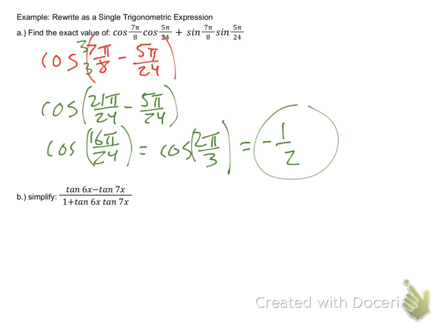Last example, last problem. Tangent of 6x minus tangent of 7x divided by 1 plus tangent of 6x times tangent of 7x. Notice this has got x's in it. It's okay. The only formula that we have that has tangents in it is the tangent formula, right? So which one is this? The sum or the difference?